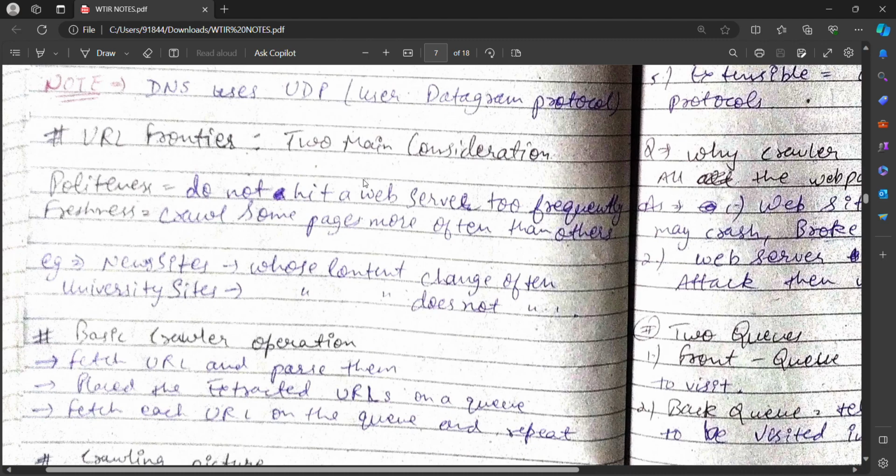So two main conditions are followed: do not hit a web server too frequently. Freshness is crawling some pages more often than others, rather than going to new pages. An example is a news website or a university website. This URL frontier is simple, and if it comes in your exam, it will be of 1 or 2 marks. It doesn't carry heavy marks, but you should know it.